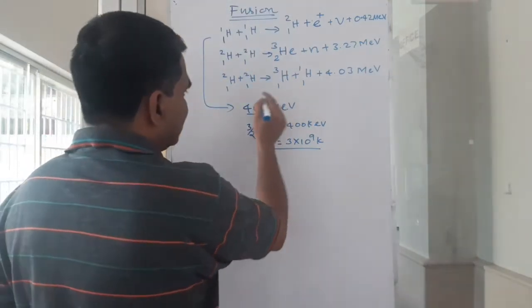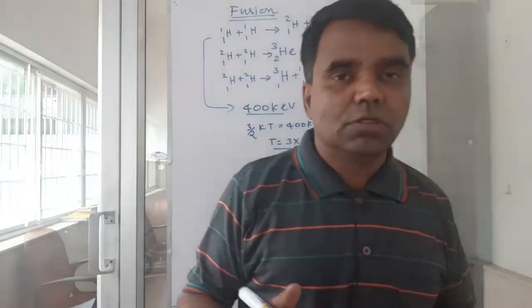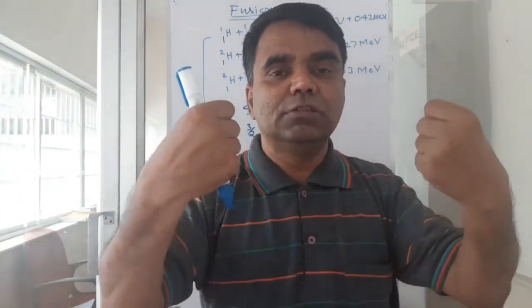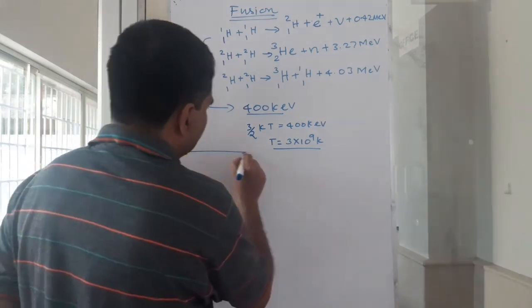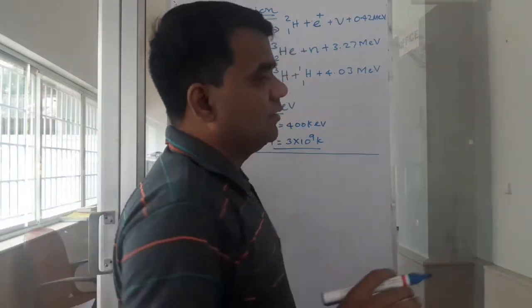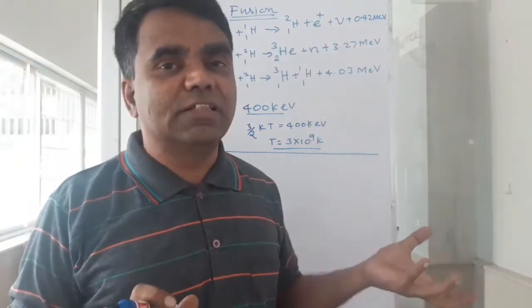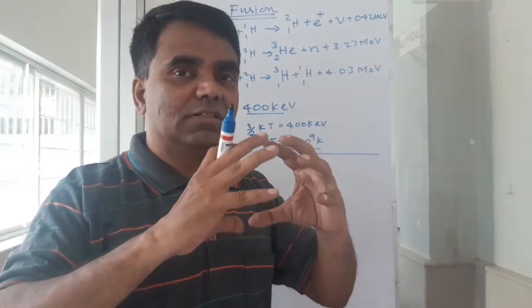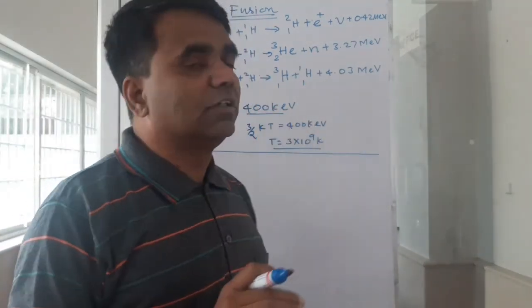So you need a minimum of 400 kilo electron volt for the protons to come together and get fused with each other. You need to understand this. And you also need to understand that not all hydrogen atoms in the Sun have that energy, because the average temperature of the Sun suggests that the average energy is much less than 400 kilo electron volt.